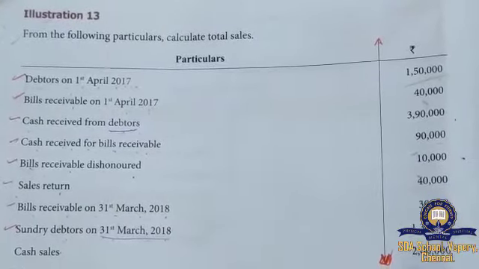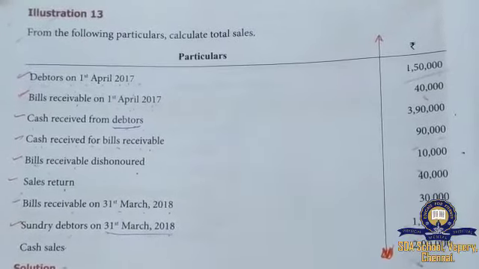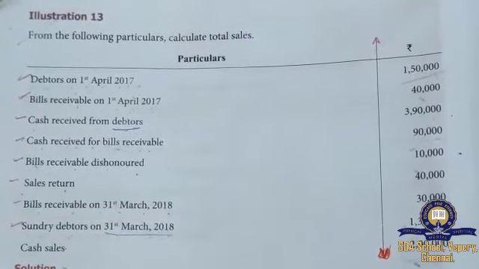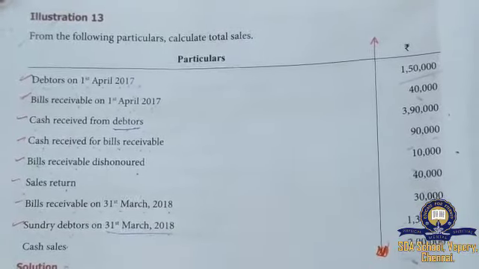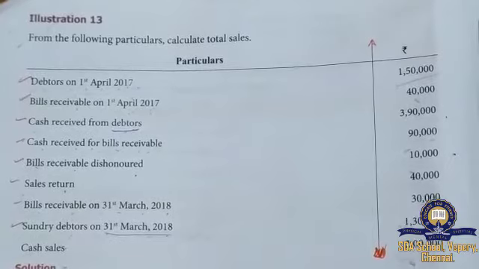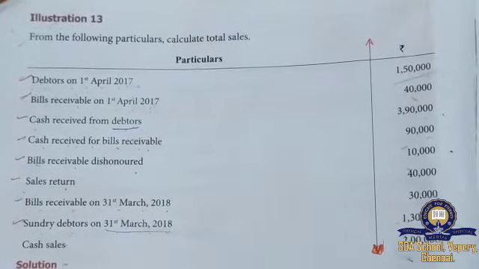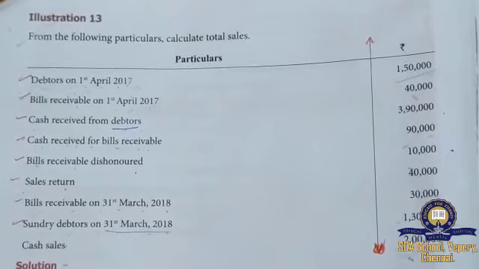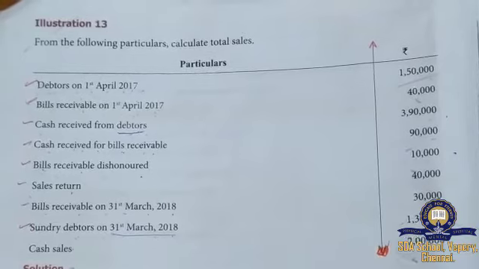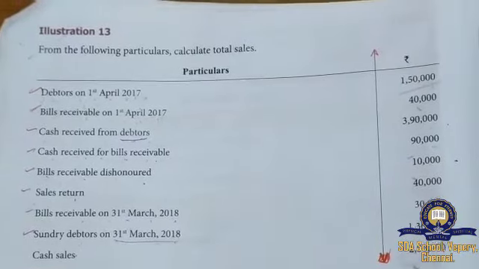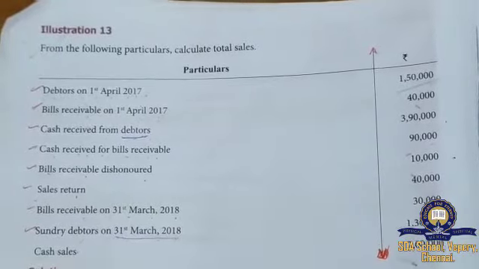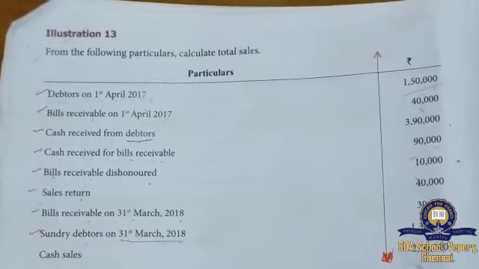From the following particulars, calculate the total sales. Debtors on 1st April 2017: 1,50,000. Bills receivable on 1st April 2017: 40,000. Cash received from the debtors: 3,90,000. Cash received for bills receivable: 90,000. Bills receivable dishonoured: 10,000. Sales return: 40,000. Bills receivable on 31st March 2018: 30,000. Sundry debtors on 31st March 2018: 1,30,000. Cash sales: 2 lakh.